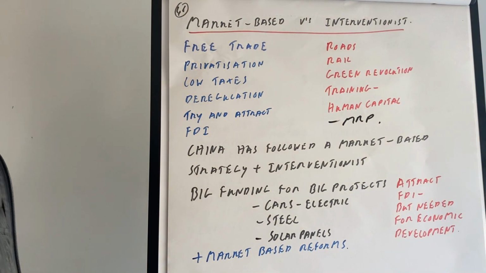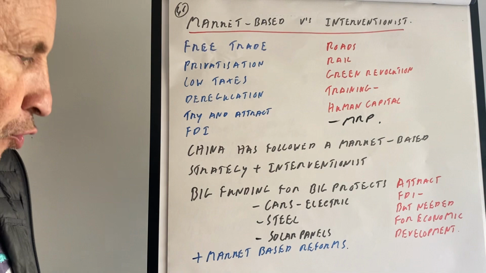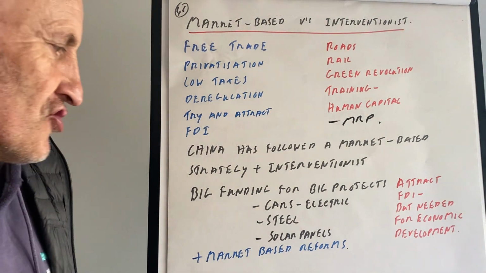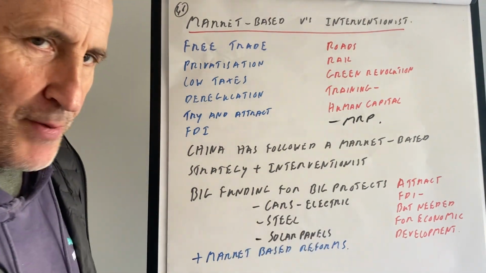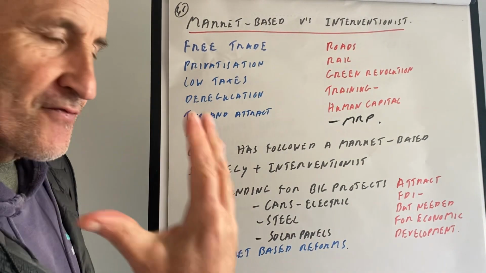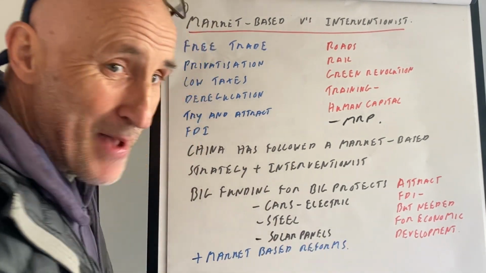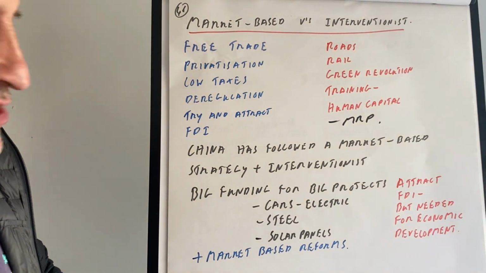Okay, China has followed a market-based approach, but it's also a massive interventionist strategy all of the time. So big funding for big projects like cars, steel, solar panels. Enormous sums of money, like solar panels, 400 billion quid. Remember the UK over the next 5 years is spending 600 billion on everything. They just spent 400 billion pounds on solar panels. But they also have market-based reforms as well.